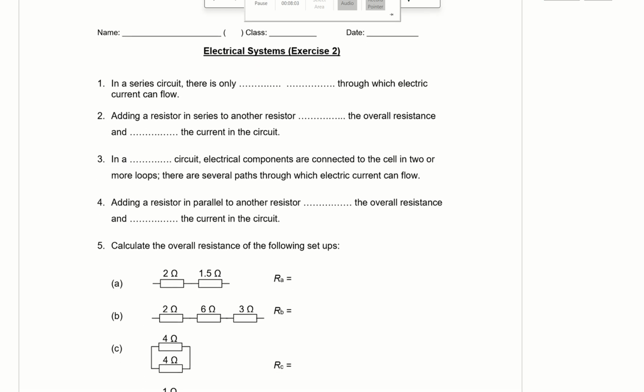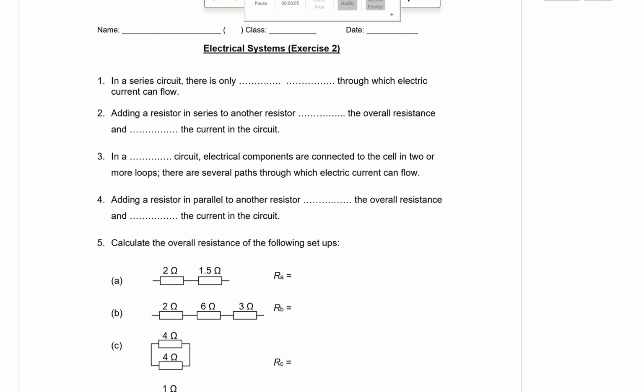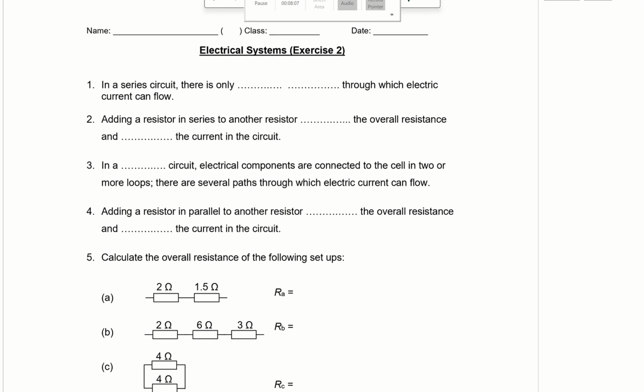Okay, we will now continue with electrical system worksheet 2. Question 1, in a series circuit, there's only what through which electric current can flow? One path. Okay, for a moment I was a bit stunned because I don't really know what to fill in, but I look at series, there's only one path.